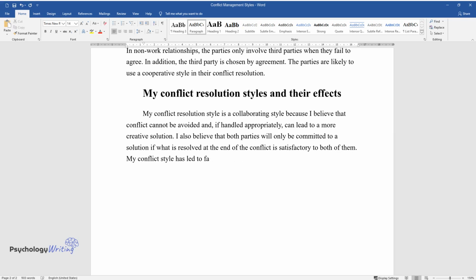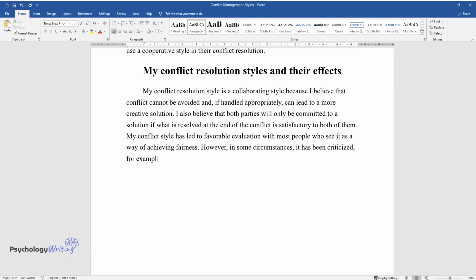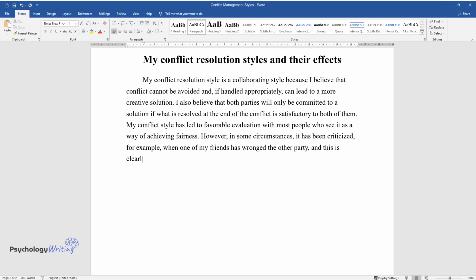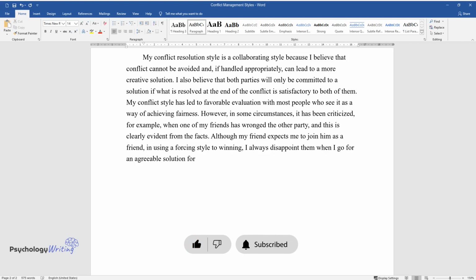My conflict style has led to favorable evaluation with most people who see it as a way of achieving fairness. However, in some circumstances, it has been criticized, for example, when one of my friends has wronged the other party, and this is clearly evident from the facts. Although my friend expects me to join him as a friend, in using a forcing style to winning, I always disappoint them when I go for an agreeable solution for both parties.